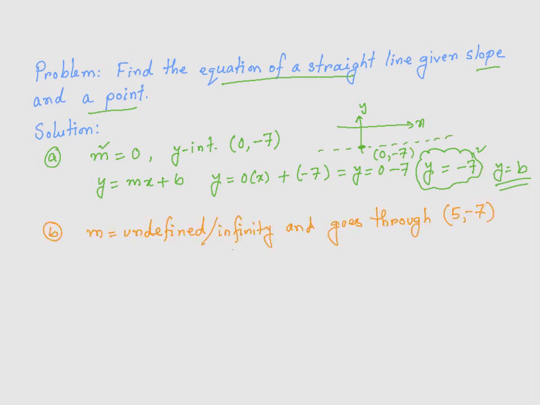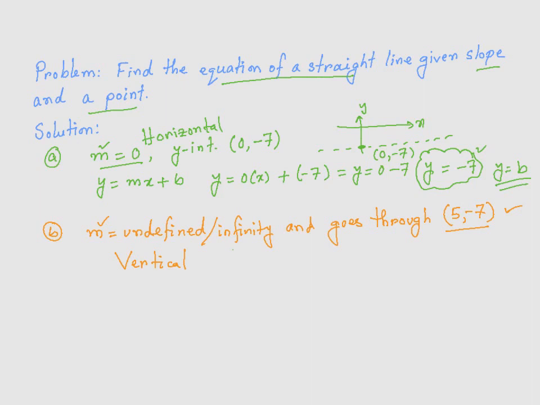Now here is my second case where the slope is undefined or infinity, and it goes through the point (5, -7). Please do keep in mind that when the slope of a straight line is undefined, the line is vertical. And also when the slope of a straight line is 0, as we talked about here, the line is horizontal. These are two special cases. Okay, so it's going to be a vertical line, and the line, by the way, goes through the point (5, -7).